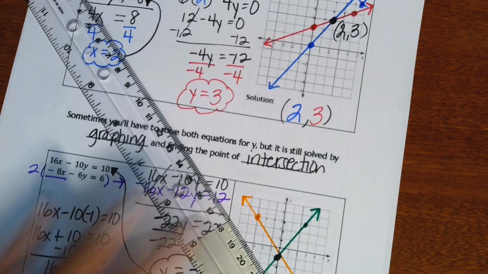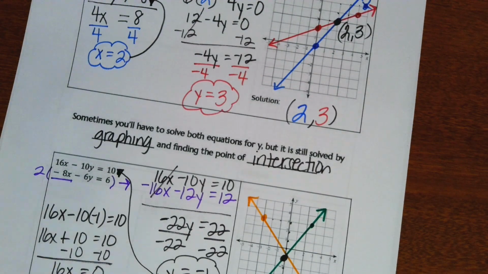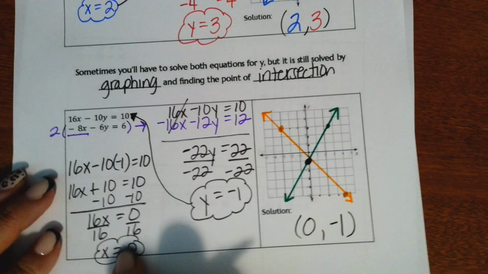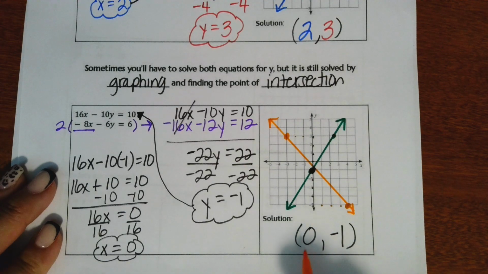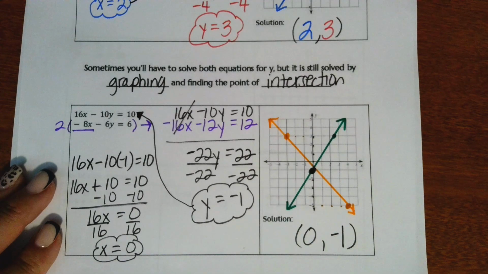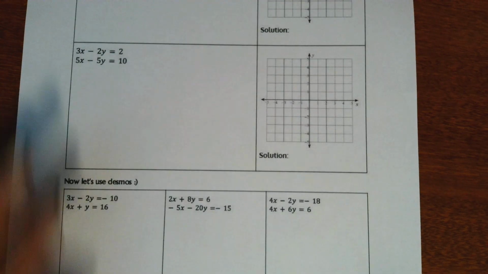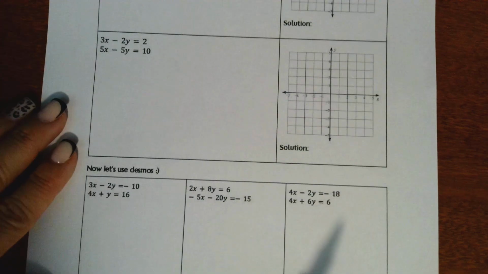And I have just proved graphically, by using elimination and by isolating y and graphing, my orange line's a little off, give me a little grace with my human error, but it crosses at 0, negative 1. Okay, good job there. All right, so here we have 2 more.